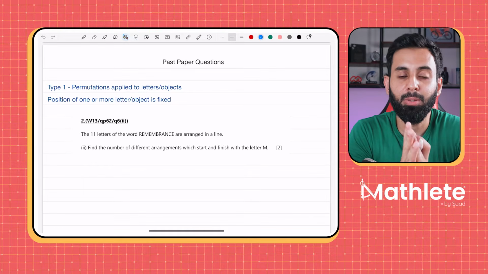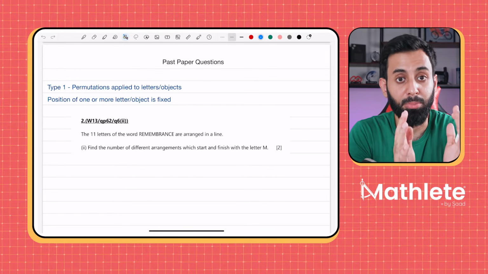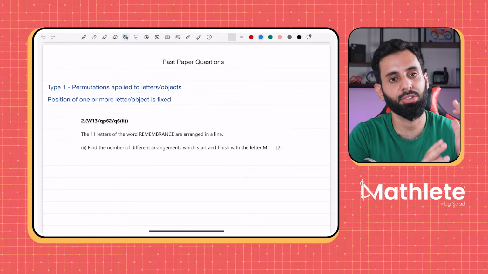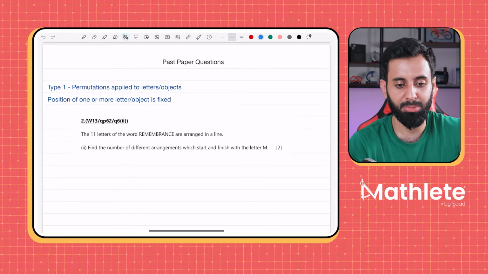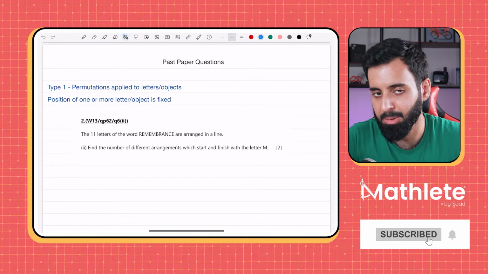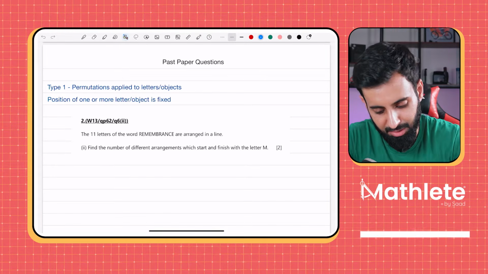So in this video we are going to be looking into permutations, and the type that we're going to be looking into is type 1, where the position of one or more letter or object is fixed. So I have some past paper questions. We're going to start off with some easy questions and then gradually increase the difficulty level.